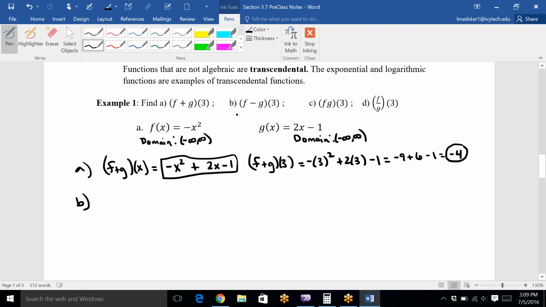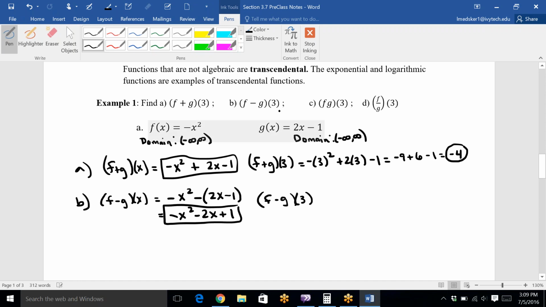Part B of this one is to do subtraction. So you say, okay, negative x squared. When you subtract, it is better to put the second one in parentheses because you do have to subtract the whole thing, which means you're going to distribute that. So this ends up being negative x squared minus 2x plus 1. So you do have to be careful of signs when you're subtracting. Again, no domain issues.